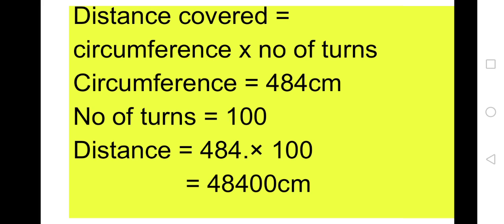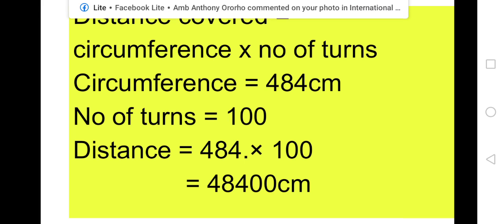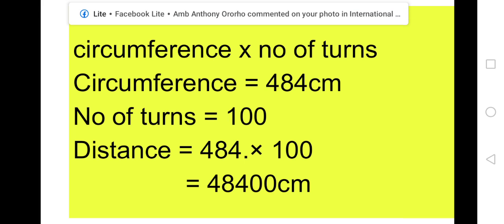The next thing to do is to calculate the distance covered. That is by multiplying the circumference by the number of turns. In our question, the circumference equals 484 cm and our number of turns equals 100. So the distance covered by this particular wheel will be 484 times 100, which will give us 48,400 cm. So that's how to calculate distance covered.